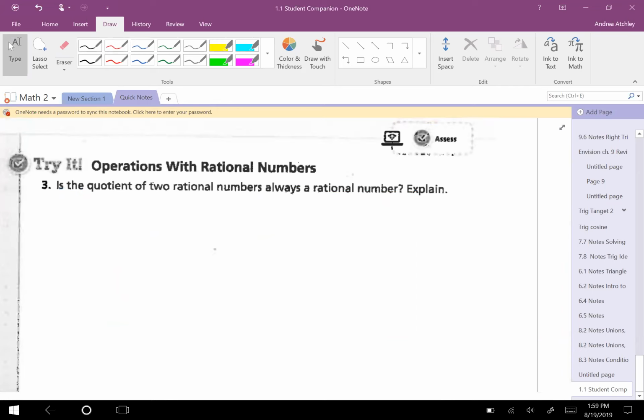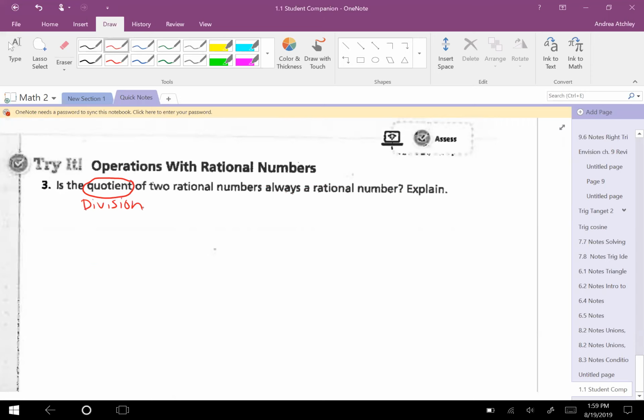Is the quotient of two rational numbers always a rational number? Okay, a quotient. Can someone raise their hand and remind me what a quotient is? Very good. That was very good. Quotient means division. Okay, the answer to a division problem. So when you're dividing two rational numbers, is the answer always rational?